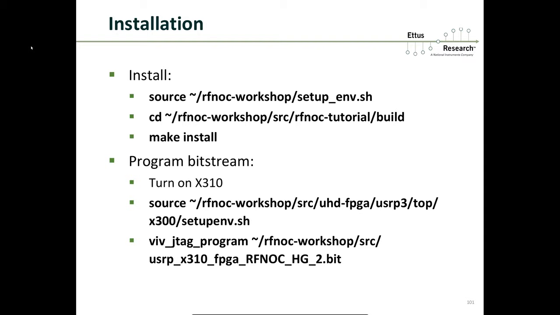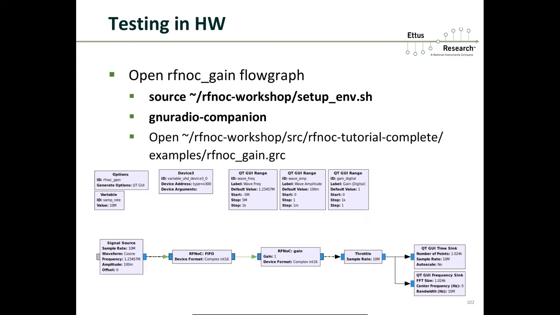And if you have trouble, by the way, running UHD Image Loader, just to backpedal just a little bit, there is information on how to run that in the manual as well, in the UHD manual, that is. Okay, so let's test in hardware. Let's open up GNU Radio and run our flow graph. Now, I could set up this flow graph from scratch, but it takes a while. And so I'm going to go ahead and open up the completed flow graph in our RFNoC tutorial complete directory to save time.